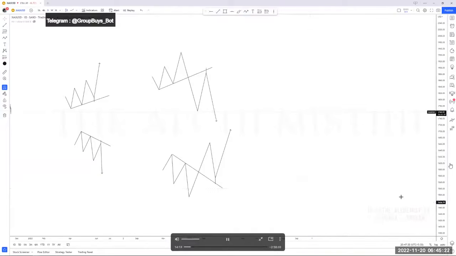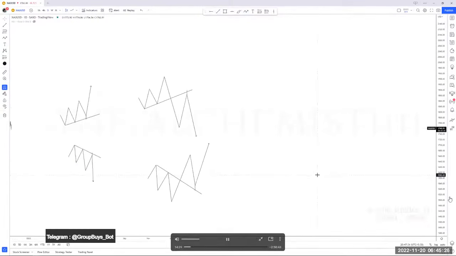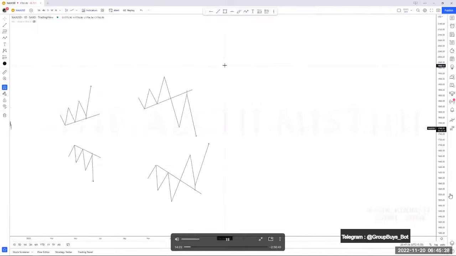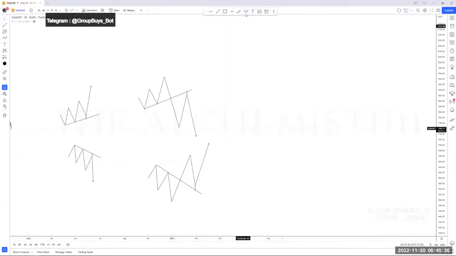Now the next one will be a reversal trend line. Not something that I love, but you can use it, because when a reversal trend line appears with other confluences, you can assume that the market is going to change its trend. So the reversal trend line will be something like this.